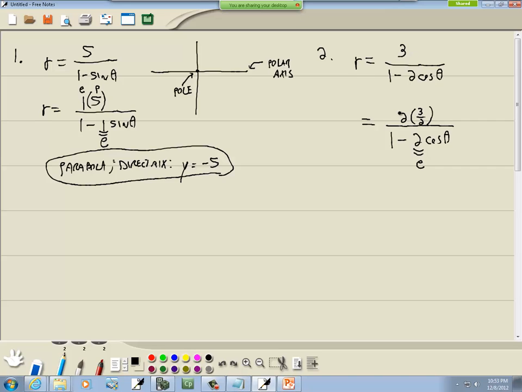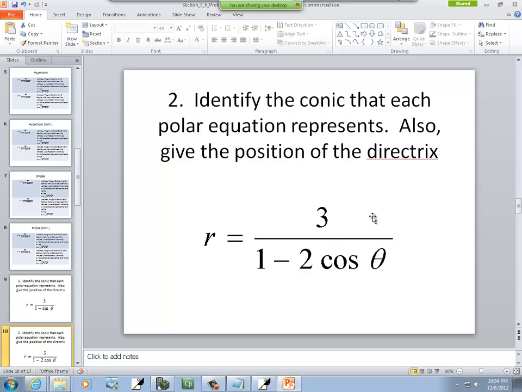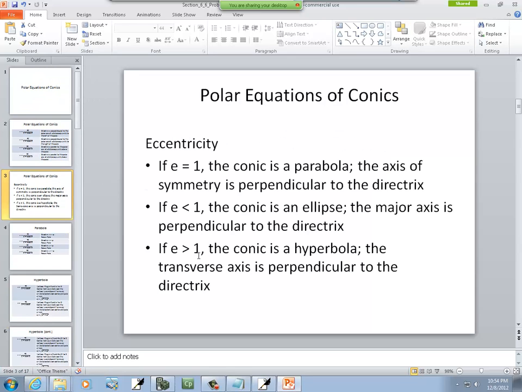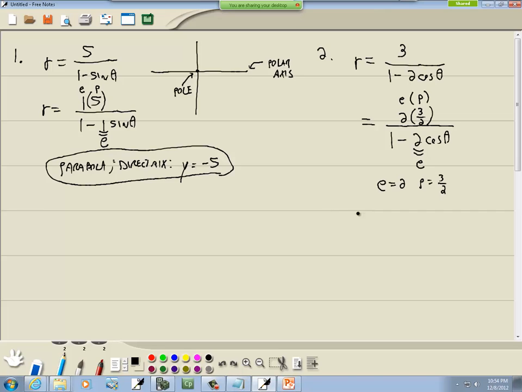You can always, whatever this is here, put it down in your denominator. In this case, we had a 2, so I'll put 2 down there. And then whatever number's here can go on top. So this is E times p. So this is p. Okay, well, E is 2, and p is 3 halves. So let's see what in the world that tells us. E is 2. That's greater than 1, so it's a hyperbola.